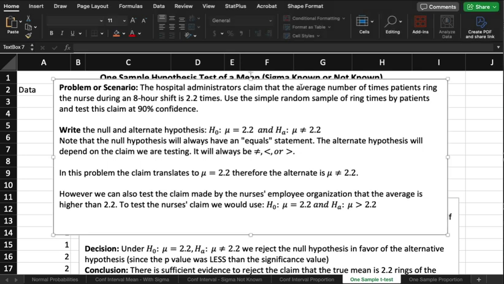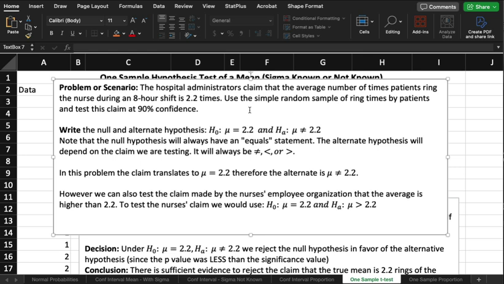You'll notice that the word average is mentioned there, average number of times. When you see the word average, that is a clue that we're talking about hypothesis testing of a mean. There are just some clues in the problem, and there's also the word claim. When you see the word claim, we can also get an idea that we're about to do a hypothesis test of a claim. And the second sentence says to use a simple random sample of ring times. So we have a simple random sample.